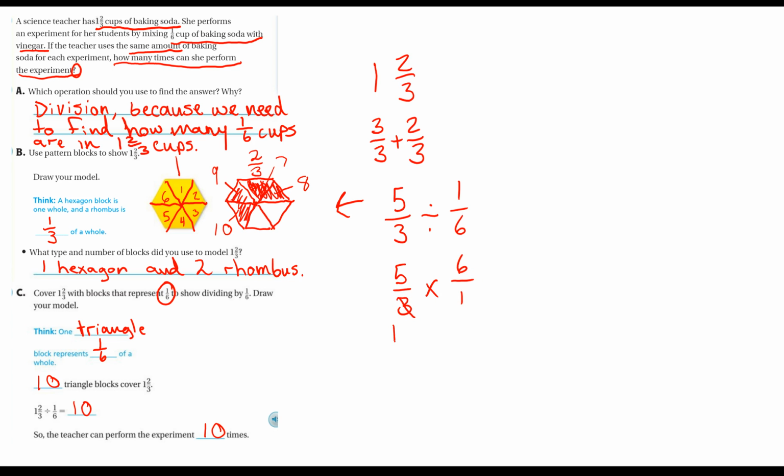Cross simplify. 3 goes into 3 one time, 3 goes into 6 2 times. 5 times 2 is 10. 1 times 1 is 1. 10 over 1 equals 10, and see, we get the exact same answer. So again, I want you to understand the models, how I'm using the models, be able to recognize if you see a model, what division problem it represents. But yes, to solve this problem, you could use copy, change, flip as well.